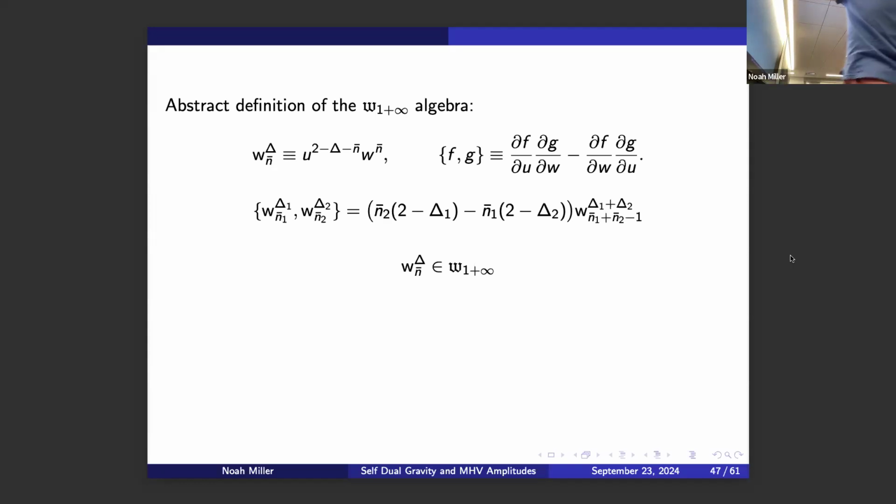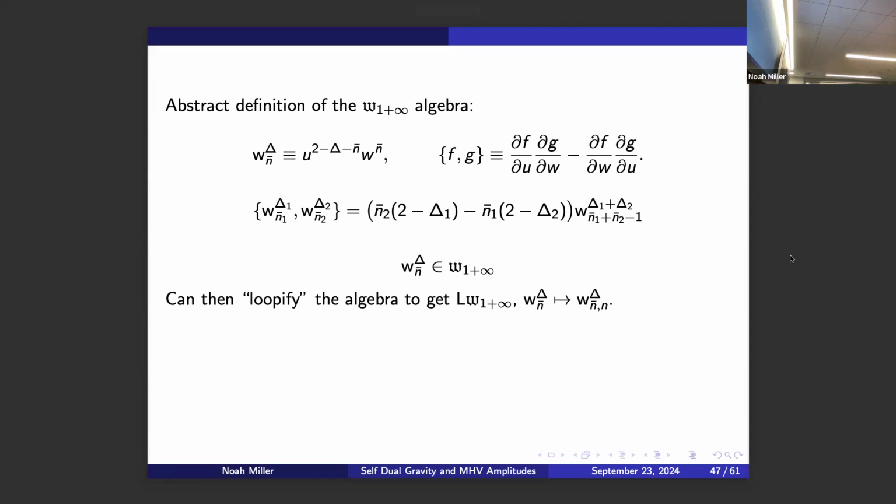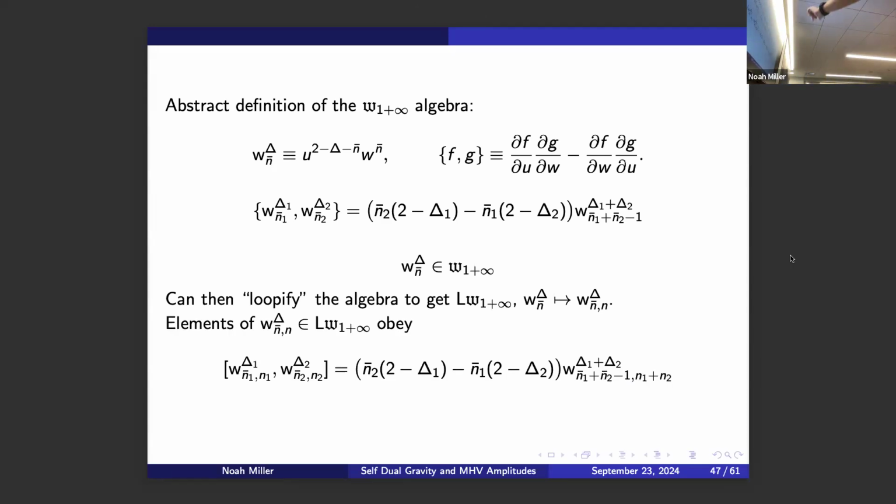That's it. So here we have these generators, which are just polynomials in U and W. These are just 2 variables. Here you have a Poisson bracket, once again in U and W, and these polynomials are parameterized by 2 integers, delta and n bar. You take the commutator, you get the following, and these generators live in the W1 plus infinity algebra. Now you can loopify any Lie algebra by appending onto the generators an extra integer n. I won't say why it's called a loop. It's not that complicated, but anyway.